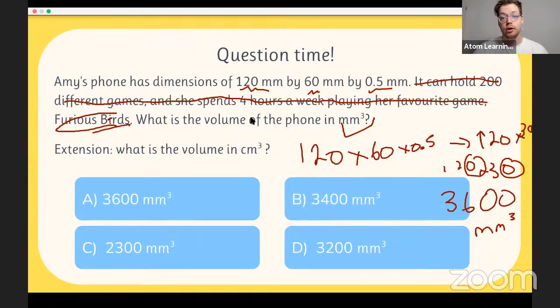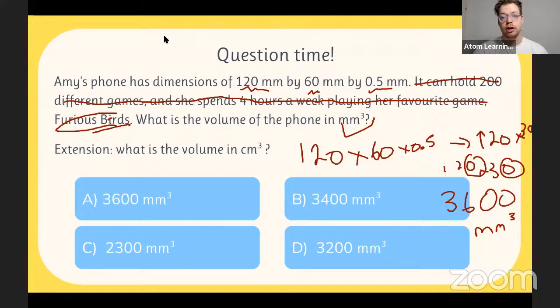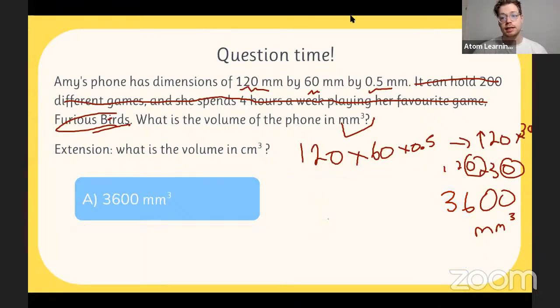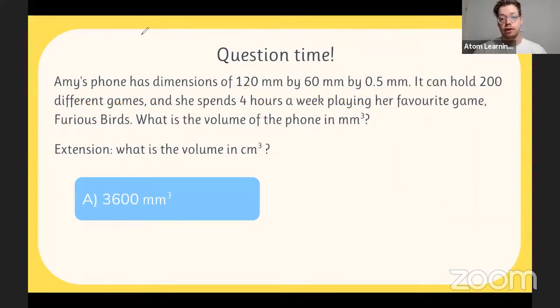So who got that? Let's have a little look. Sharing those results, the majority of us went for answer option A, which is completely correct. Well done, 3,600 millimeters cubed. Very well done. That is our answer.